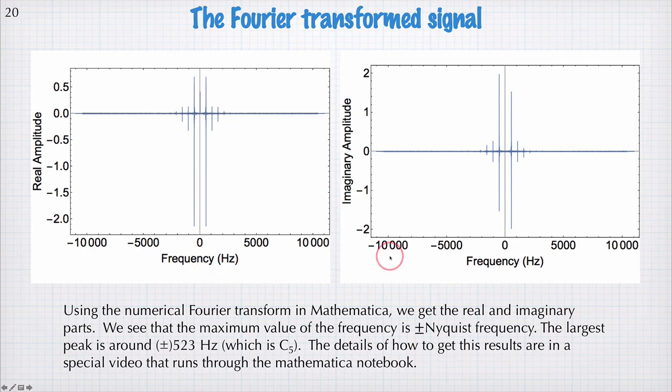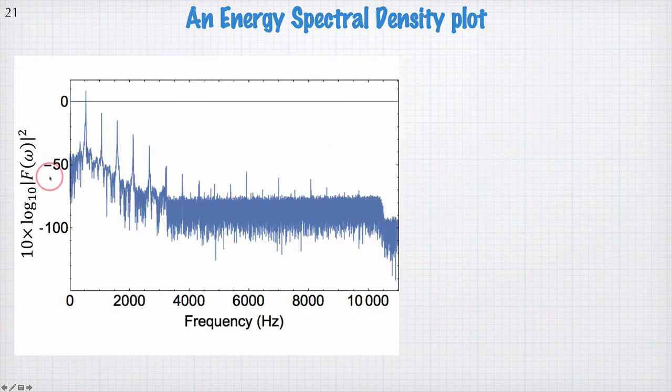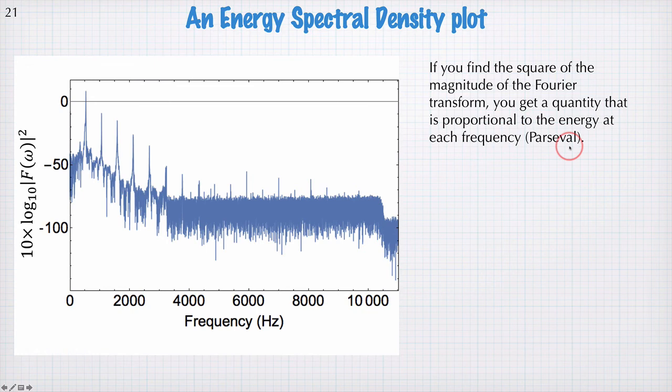Normally, though, when we think of a frequency spectrum, we don't look at real and imaginary parts. We just look at the power in each frequency component. So to do that, we take the Fourier transform, which is these two things combined, the real and the imaginary parts, we square it and plot it on log scale like this. Now, we know the square of the Fourier transform is proportional to the energy. This is what Parseval's theorem tells us.